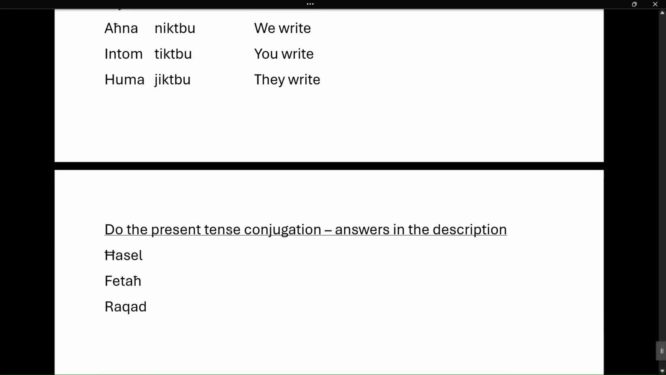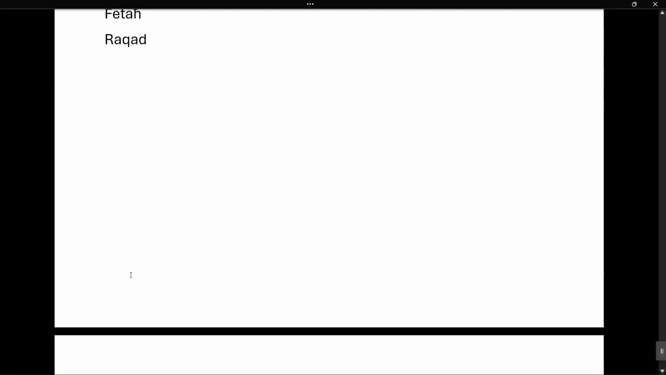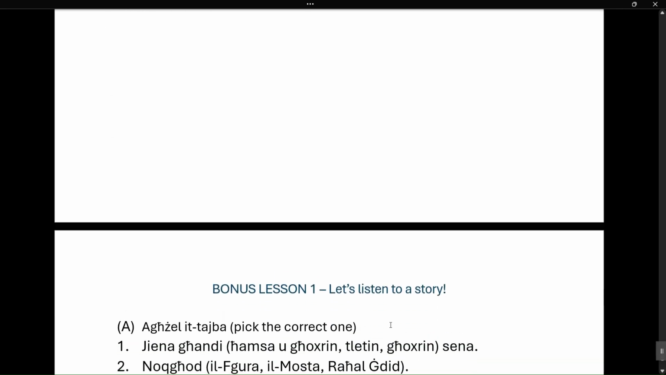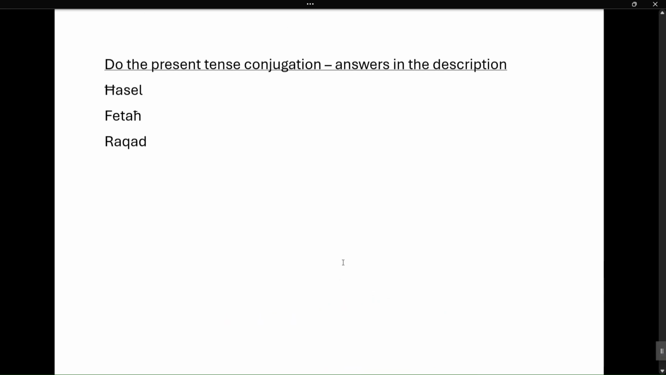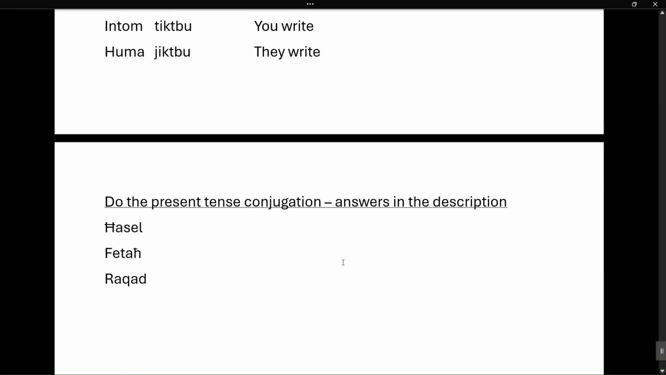Do the present tense conjugation. Answers in the description. So, it should be fairly easy. We've already conjugated these in terms of the imperative right now in this lesson. And you can find the answers over there. All right, sneak peek, bonus lesson 1. Let's listen to a story. I've already prepared the notes over here. That will be in the ultimate lesson of this first course.